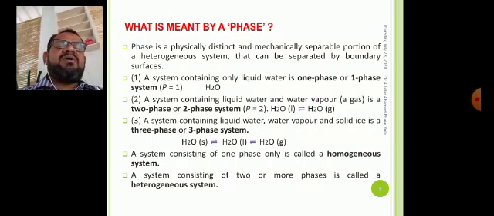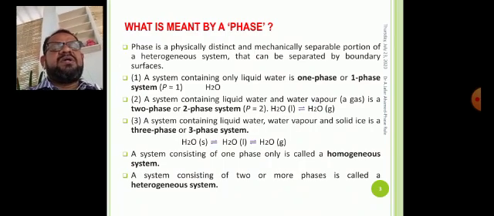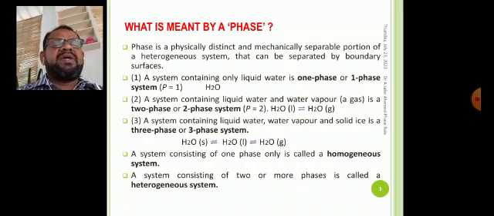A system containing liquid water and water vapor, which is a gas, is a two phase system. P = 2 for this system. For example, H2O in the liquid form is in equilibrium with H2O in gaseous form. It contains two phases.